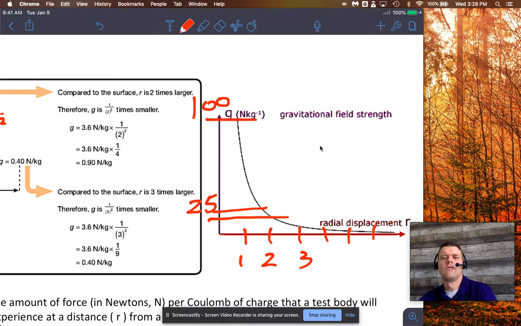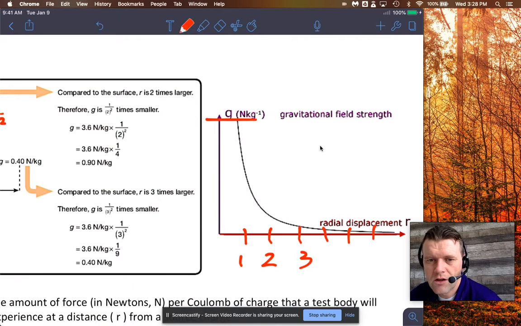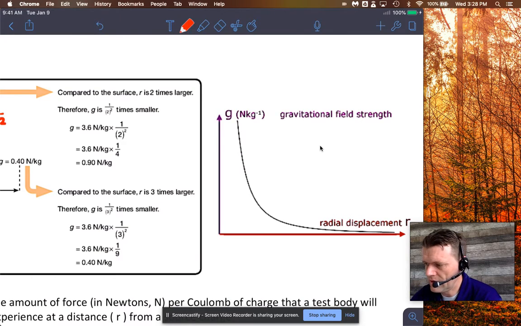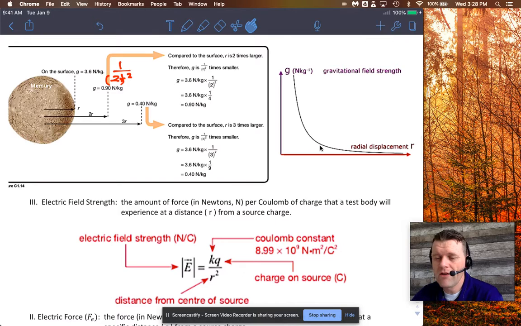Okay, but that curve is the classic relationship for an exponential relationship, which the gravitational field is. So you're definitely going to get this nice curve here. So that's gravitational field strength. So there's 2 formulas there.